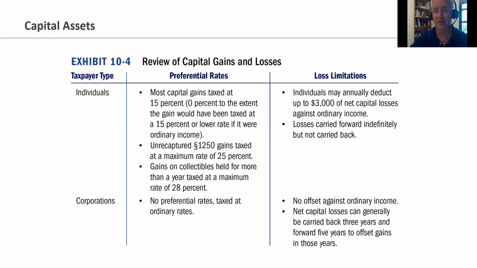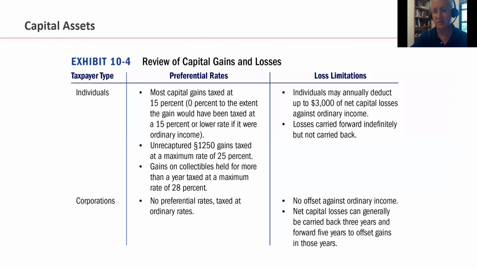This is something we looked at in Chapter 7 as well. Let's focus on corporations down there for a second. No preferential rates, taxed at ordinary rates. Can't offset income with any net capital losses, but I could carry it back 3 years and forward 5, as long as I make some capital gains. We said individuals, most capital gains are taxed at 15%. Now we know when it can be taxed at 0%. We haven't really crossed a bridge on any 20% taxable capital gains, but we could do that in the next exam. Presumably you know how to do it.